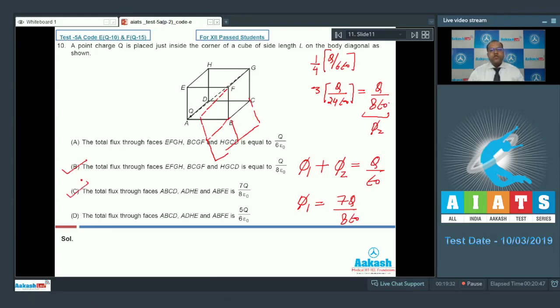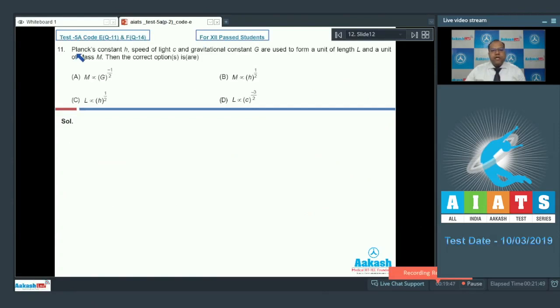So the correct answer for question number 10 are option B and C. Let's move to question number 11. In question number 11, Planck's constant h, speed of light c and gravitational constant G are used to form a unit of length and a unit of mass m.